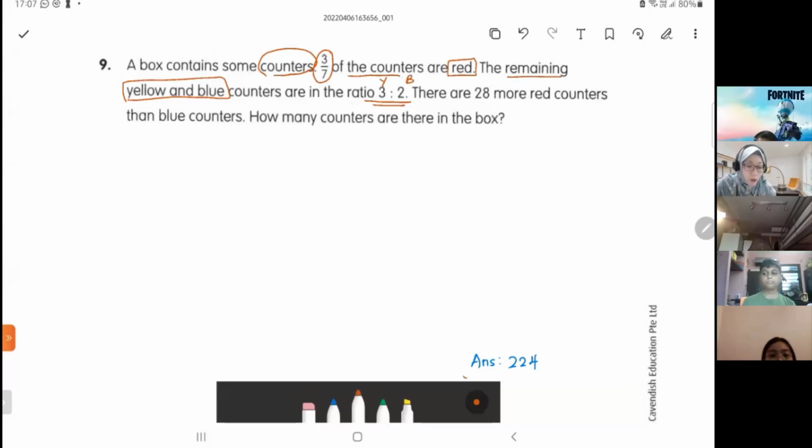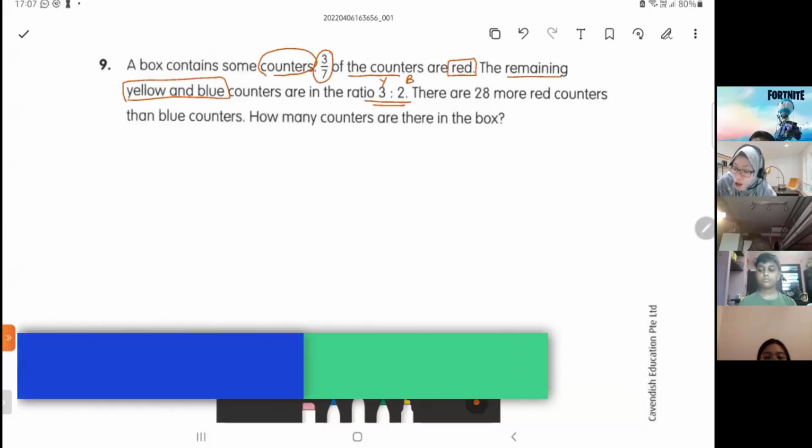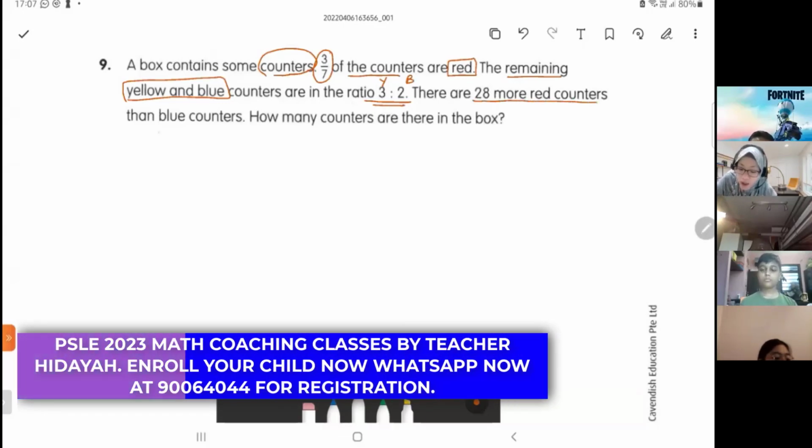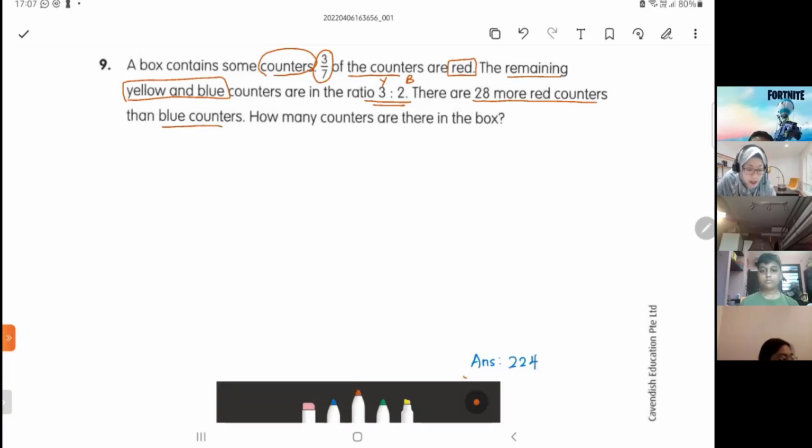All right, I always tell you to indicate, right? So that you will not get confused with the numbers for the ratio. There are 28 more red counters than blue counters. Then they're comparing later on. How many counters are there in the box? I would like to know the total. In this case, when they ask how many, I want to know the total number of counters.